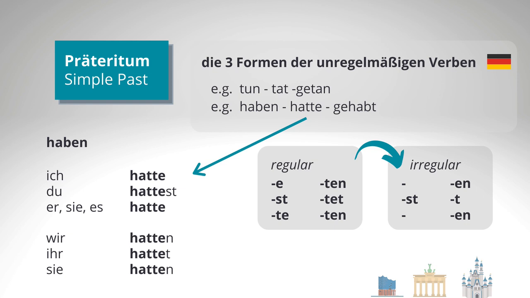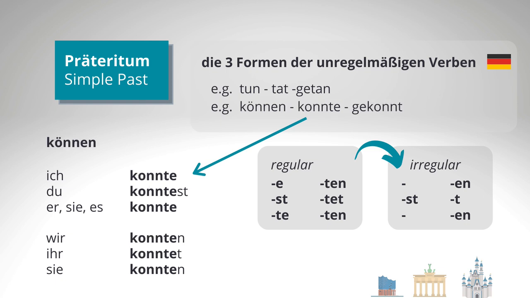The first and third person singular don't get an ending at all, so we have ich hatte and sie es hatte. The second person singular gets the ending st, so we have du hattest, and our plural endings are en, t and en, so wir hatten, ihr hattet and sie hatten. And this goes for all of the irregular verbs out there. There is no exception. Let's have one more example.